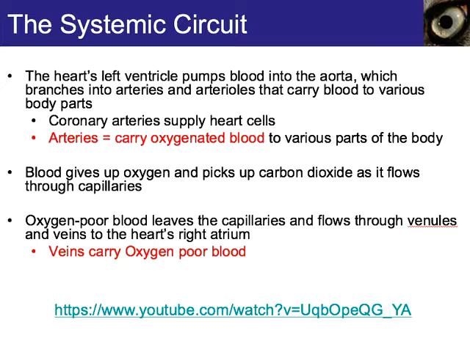Blood gives up oxygen and picks up carbon dioxide as it flows through the capillaries, and oxygen-poor blood leaves the capillaries and flows through the venules and veins to the heart's right atrium. So veins carry oxygen-poor blood. And if you guys watch this video below, it's a really fantastic way that simplifies everything.